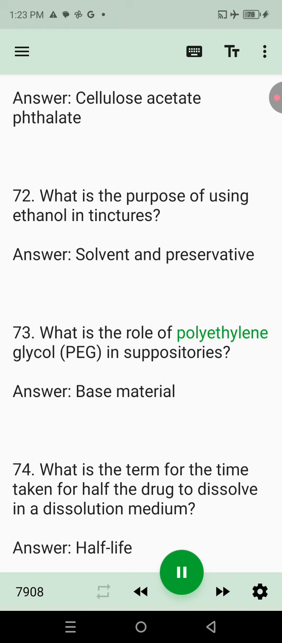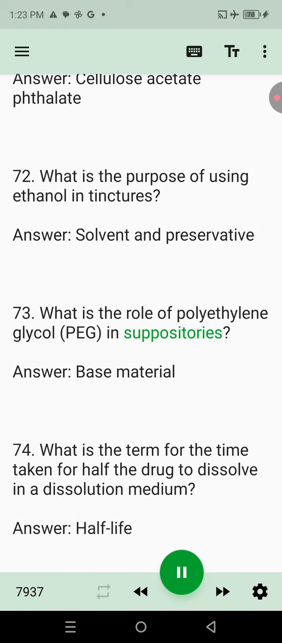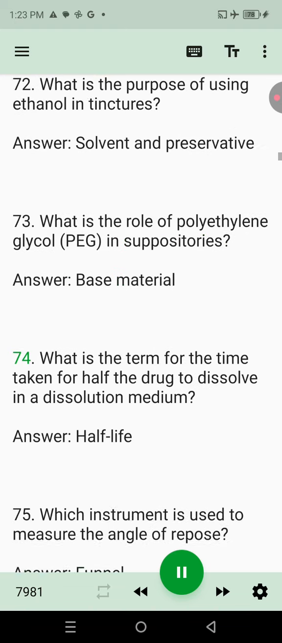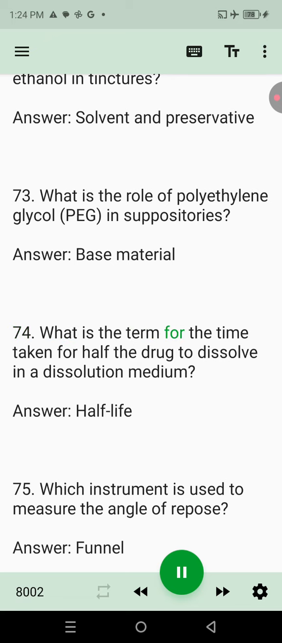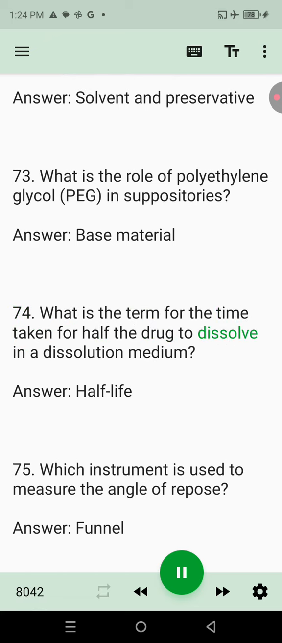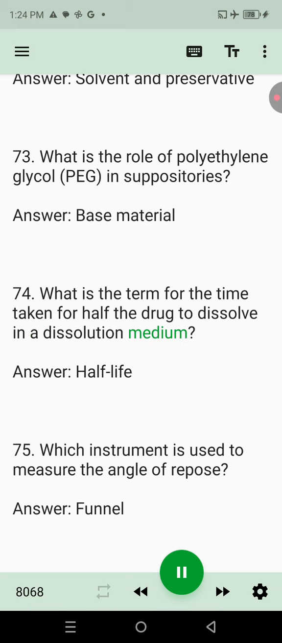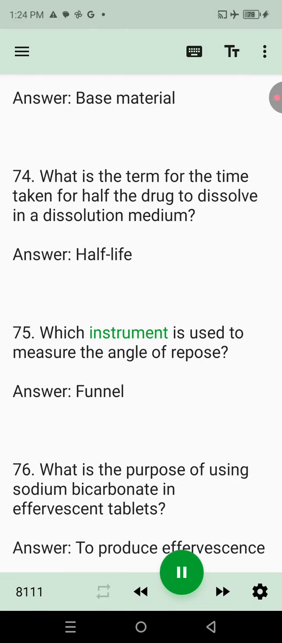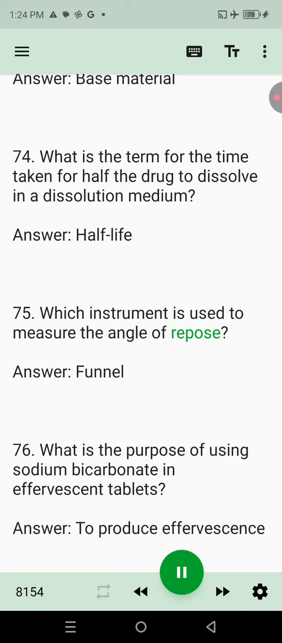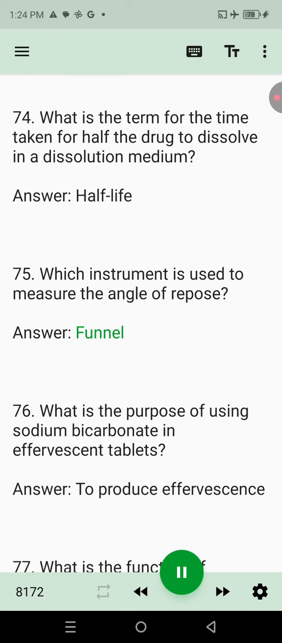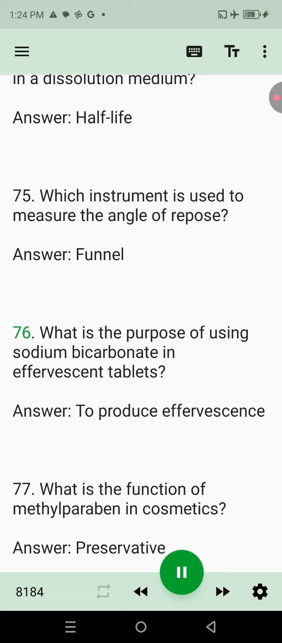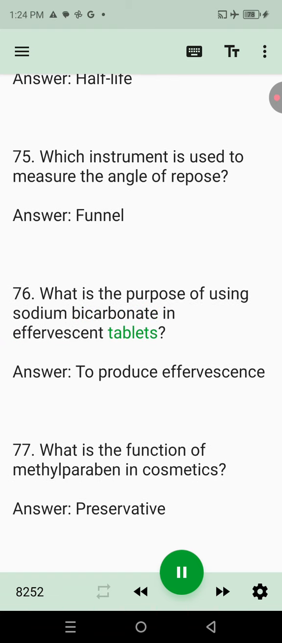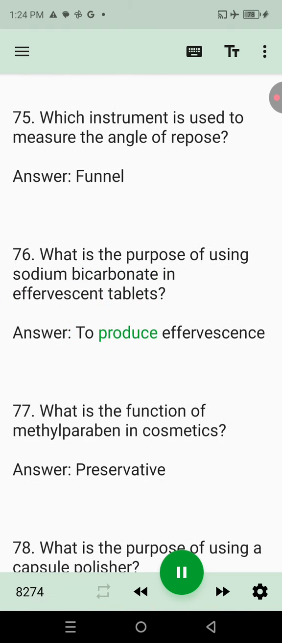73. What is the role of polyethylene glycol, PEG, in suppositories? Answer: base material. 74. What is the term for the time taken for half the drug to dissolve in a dissolution medium? Answer: half-life. 75. Which instrument is used to measure the angle of repose? Answer: funnel. 76. What is the purpose of using sodium bicarbonate in effervescent tablets? Answer: to produce effervescence.